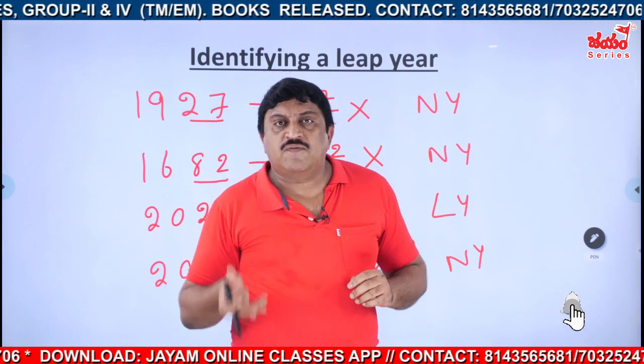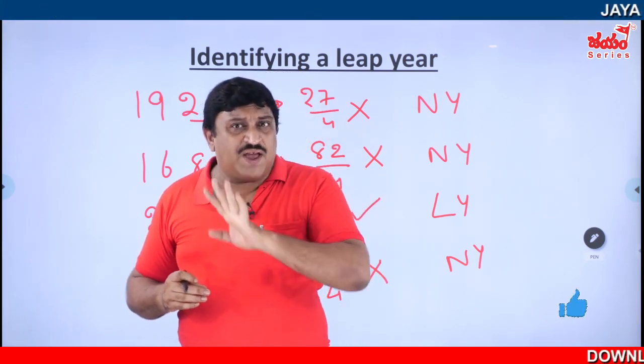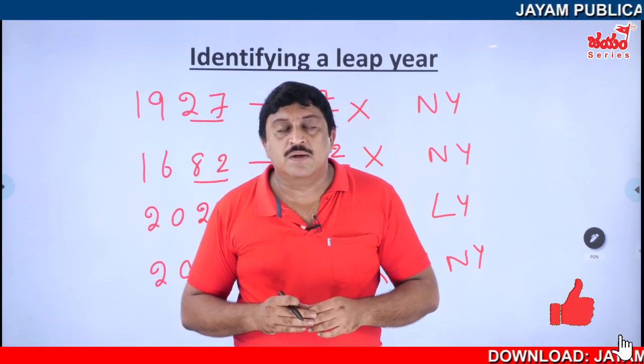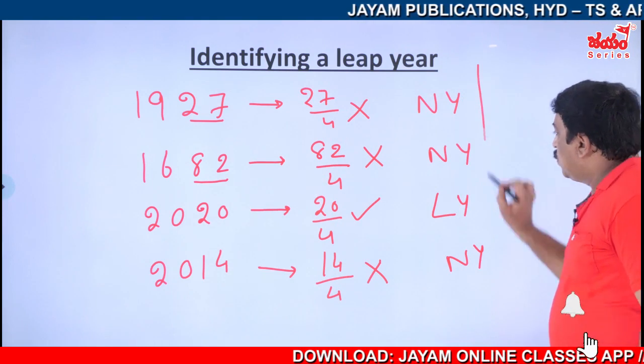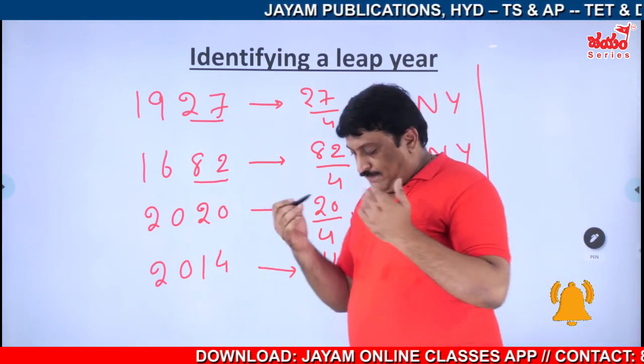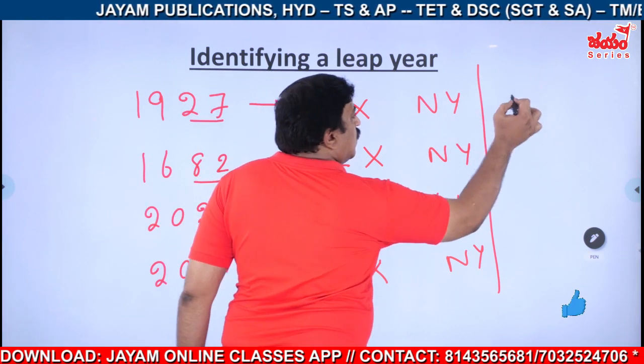2018, 18 by 4. No, not exactly. 1965. No, definitely not. But 2000. Coming to the next discussion, that is 2000. 2000, is it divisible by 4?